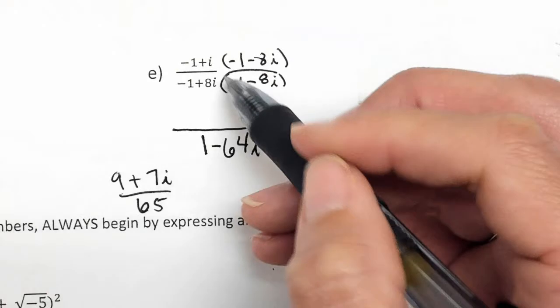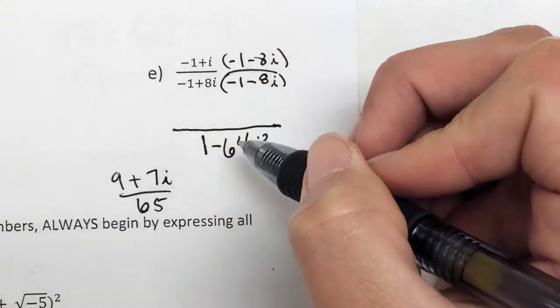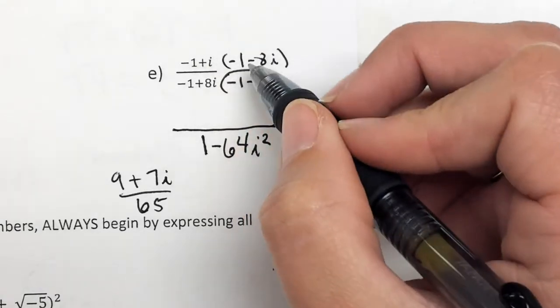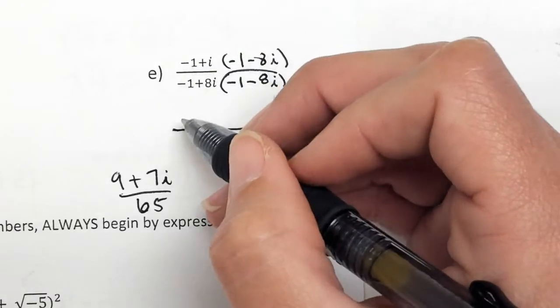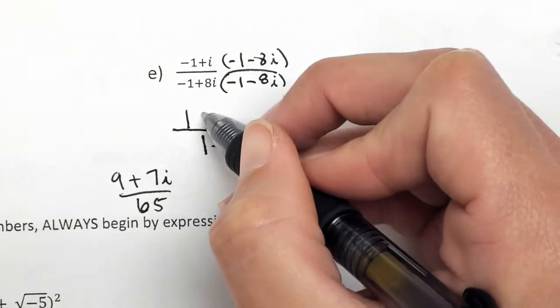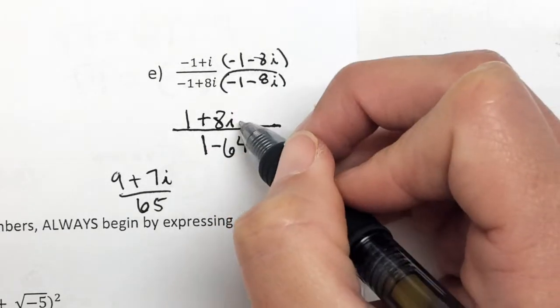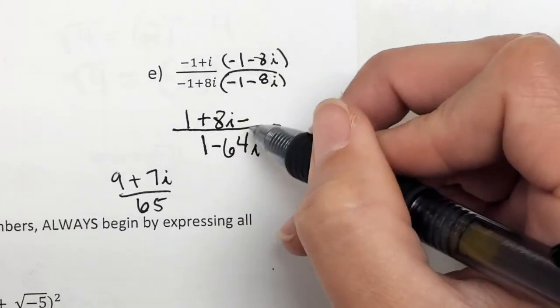Alright, Miles, tell me what my first terms would be multiplied together up top. Good. Katie, my outer terms. Good. Corbin, my inner terms. Very good. Ransom, my last terms.